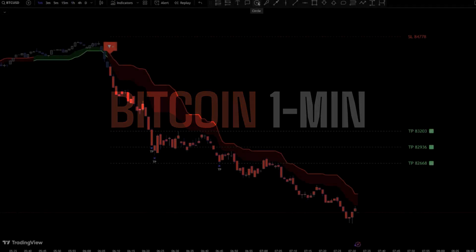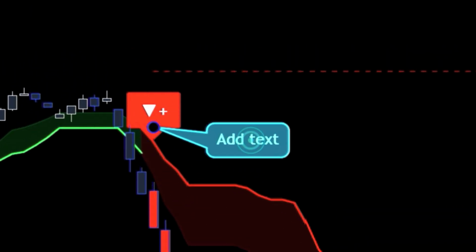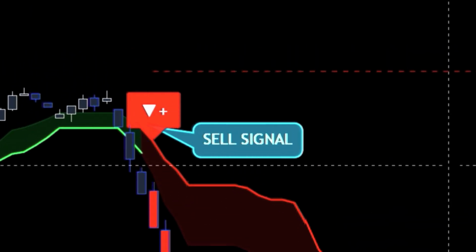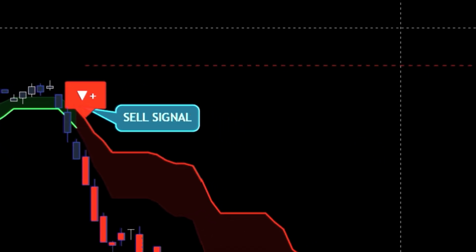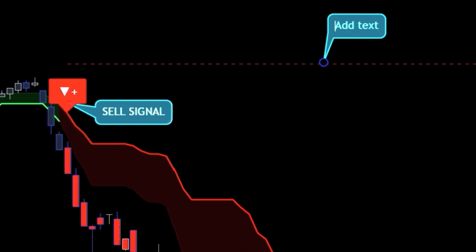We're looking at Bitcoin on a 1-minute time frame, and a sell signal appears on the chart. The signal tells us to open a sell trade. The stop loss level is already drawn as a dashed line, so we set a stop loss at that exact price. This protects us if the trade moves against us.